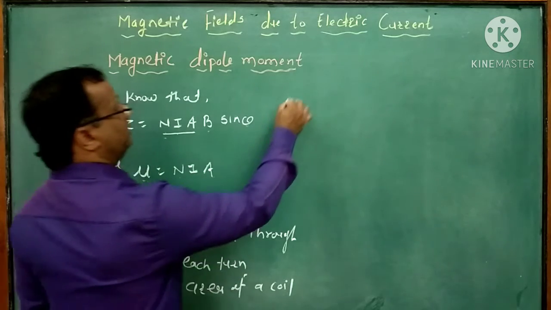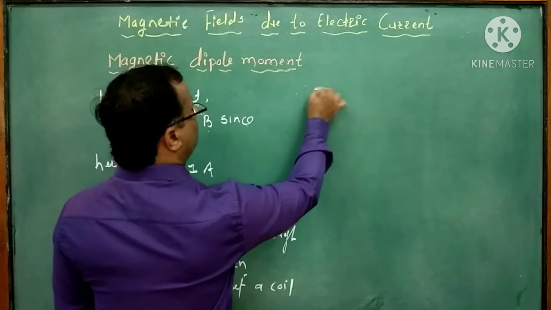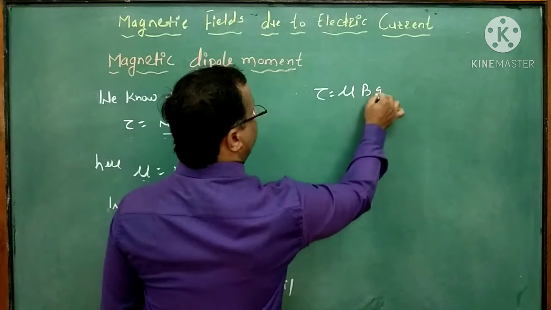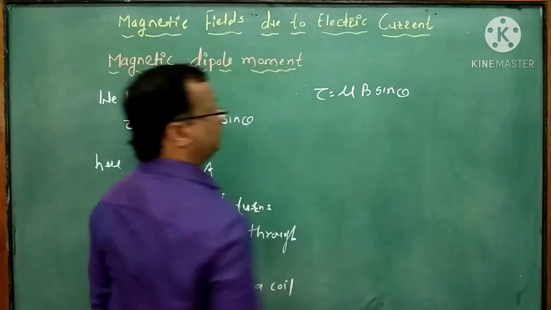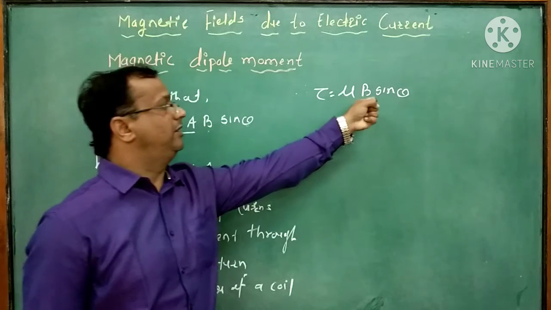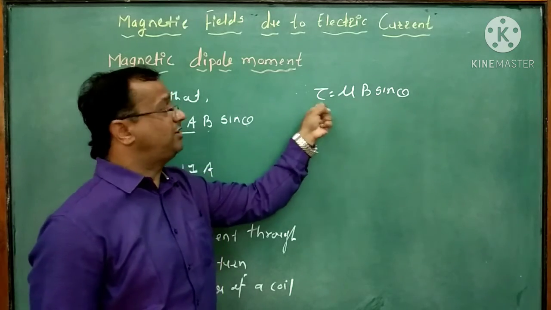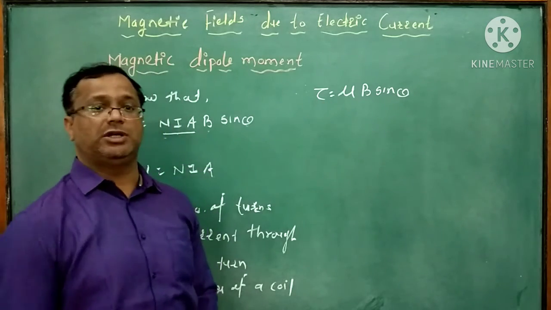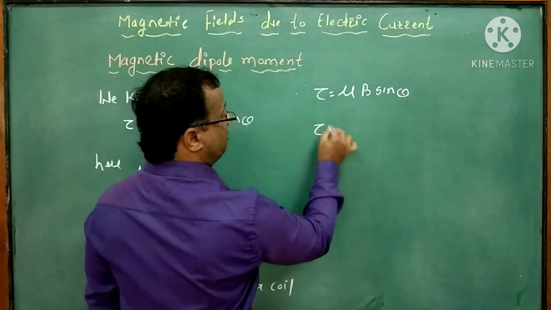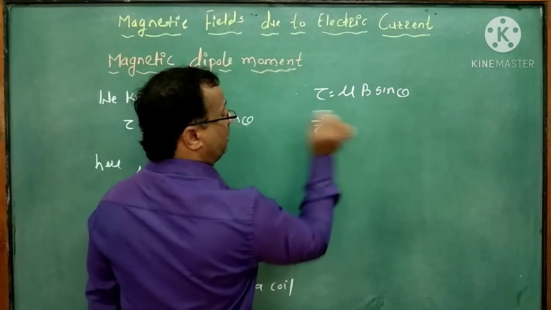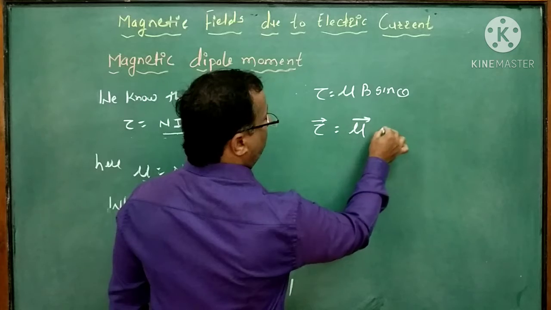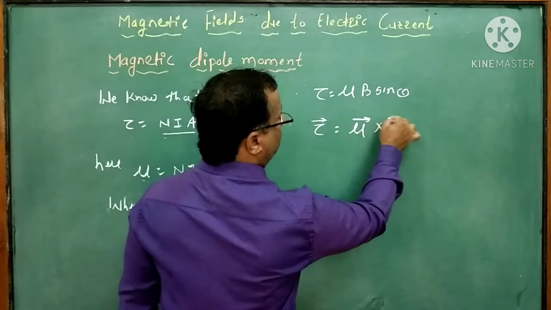So what we get there? Therefore tau equals simply mu B sine theta. Again here mu is a vector quantity, B is a vector quantity. So that's why torque is also a vector quantity. If you want to write this equation in terms of vectors, then vector tau equals vector mu cross vector B.